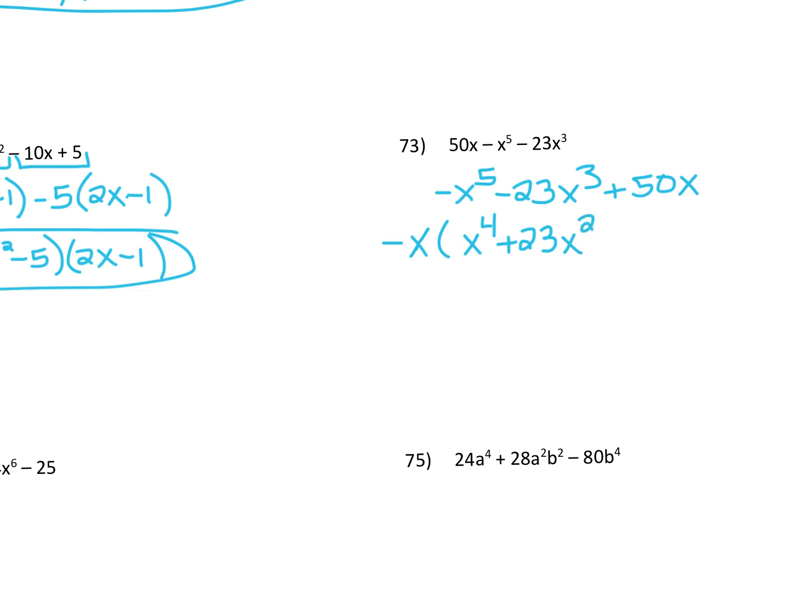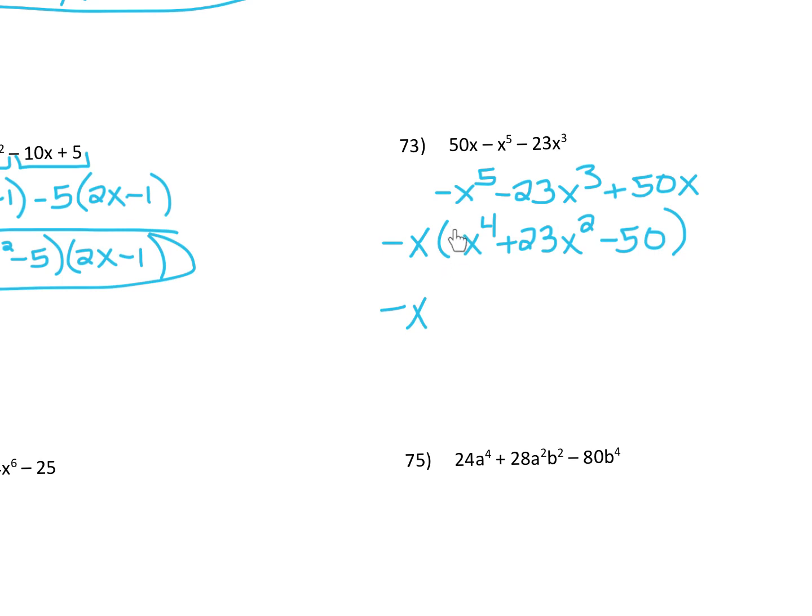And then 50 divided by negative 1 would be negative 50. Remember, the sign changes. And I had an x, but I pulled it out, so I'm going to close these parentheses up. All right, so let me bring down the negative x, and let's factor this trinomial further.